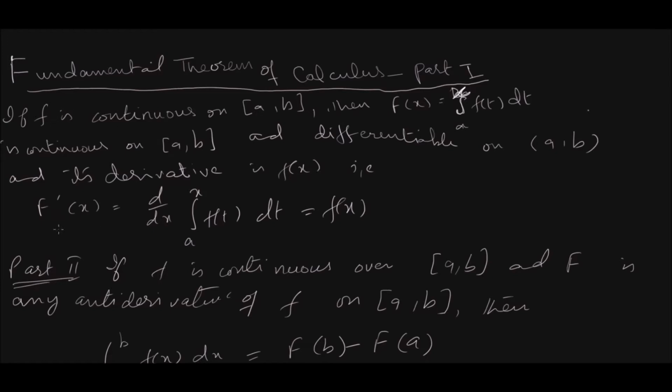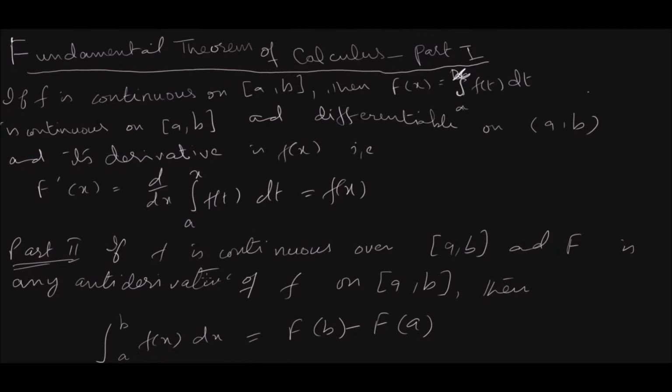So, in short, the derivative of this F, that is F prime of x, is equal to d by dx of the integral from a to x of f(t) dt, and this is equal to f(x). Now part 2 of this theorem: if f is continuous over the closed interval and uppercase F is any antiderivative of small f(x) on the closed interval [a, b], then the integral from a to b of f(x) dx is equal to F(b) minus F(a).